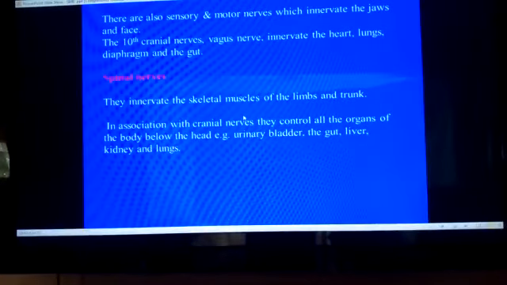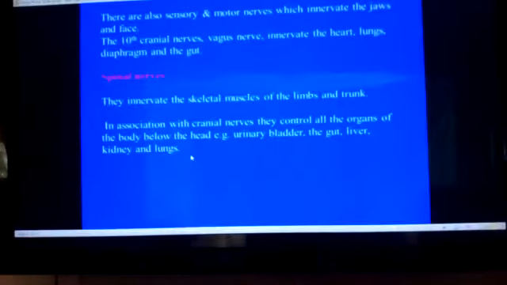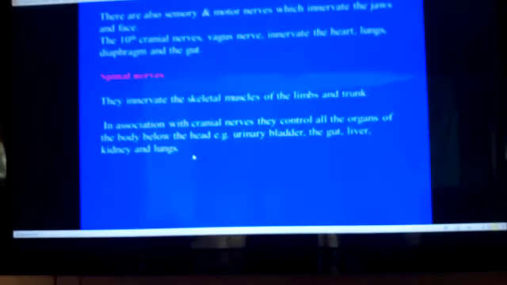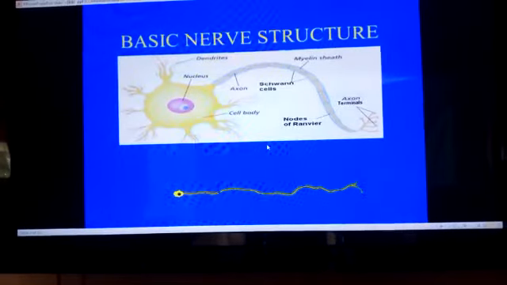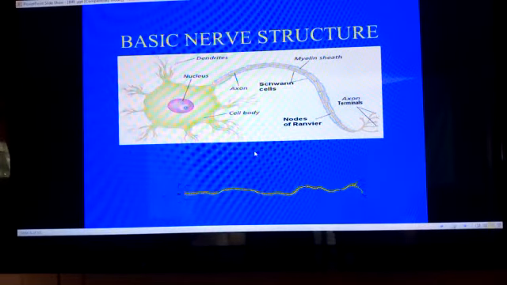The spinal nerves innervate the skeletal muscles of the limbs and the trunk. In association with the nerves, they control all the organs of the body below the head, for example the urinary bladder, the gut, the liver, the kidney, together with the lungs. As we mentioned, we are discussing the peripheral nervous system, which is mainly a constitution of nerves and their roles in the body. For now, we'll be discussing the structure, the basic nerve structure.